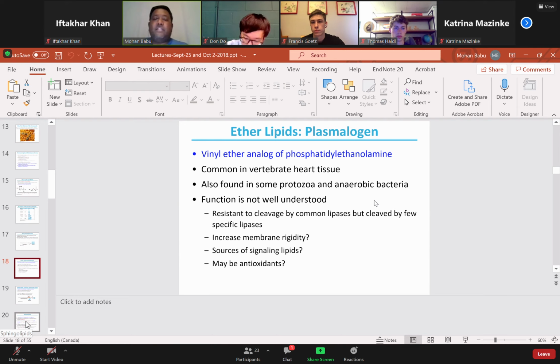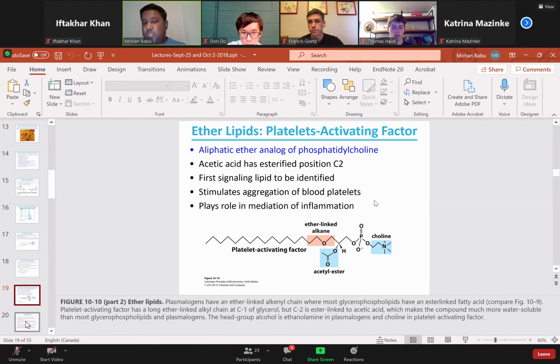In terms of ether lipids, one example I can give you is the platelet activating factor. These platelet activating factors are important, so keep in mind, these are very important glycerophospholipids. They are very important for inflammation, especially as they stimulate the aggregation of blood platelets.